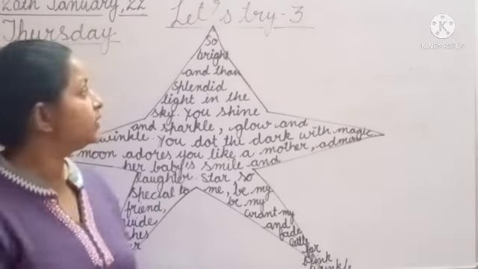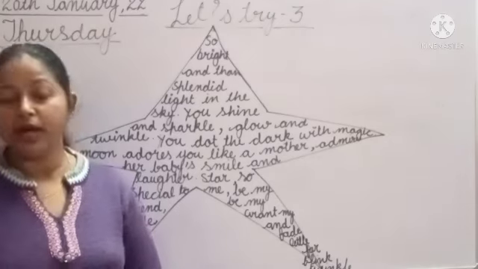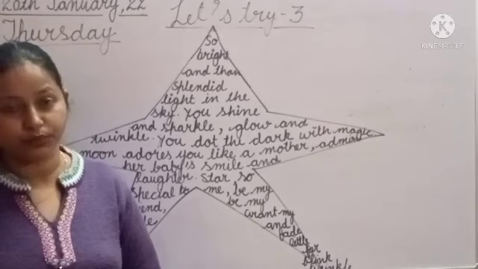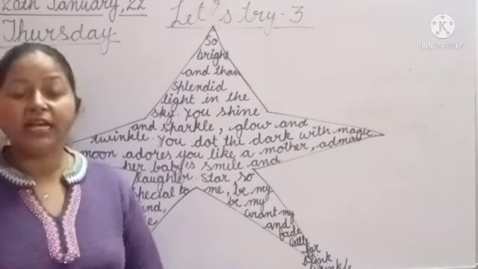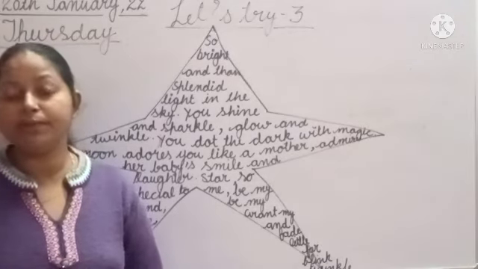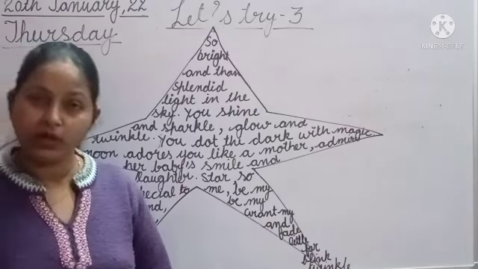Okay class, so this is your Let's Try 3. You can make your own and fill in Let's Try 3, or you can use this poem also. If you think it is very difficult for you, then you can write an easy shape poem by yourself.